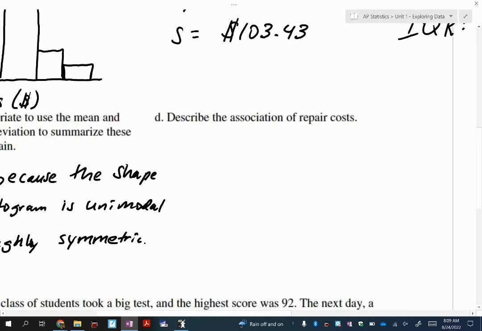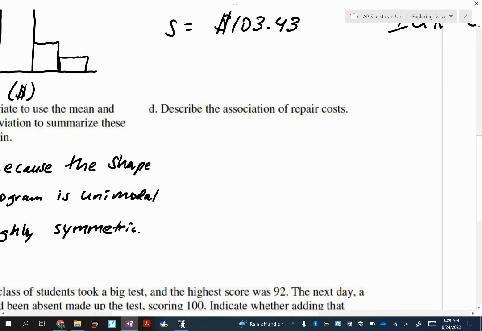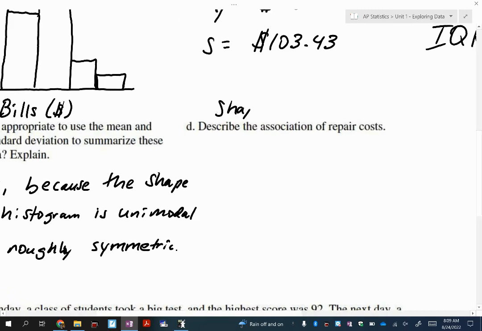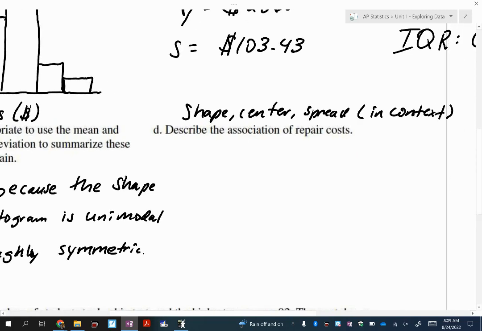Okay, so now to letter D. We didn't do this, write out the sentences for this for quiz A about the credit hours. Let's go ahead and do this here, right? This is where you've got to address shape, center, spread, and then everything has to be in context. Right, that's the key thing. If you don't do the in context, we're talking about repair bills here, you're not going to get full credit.